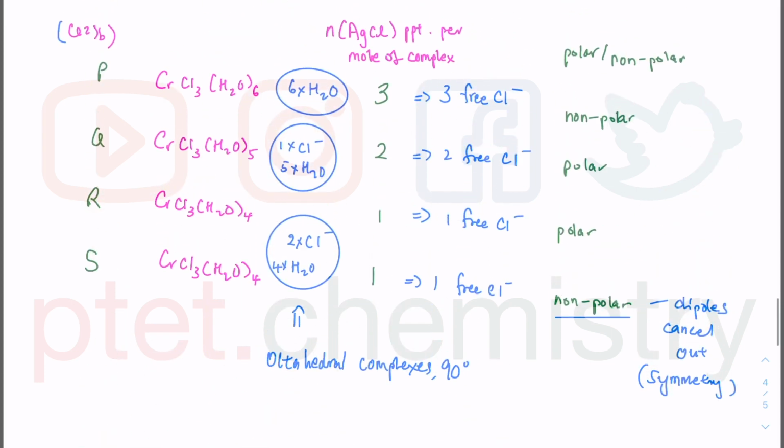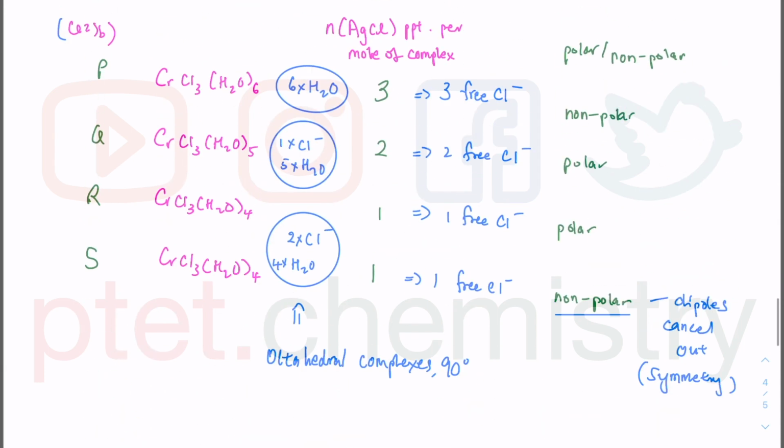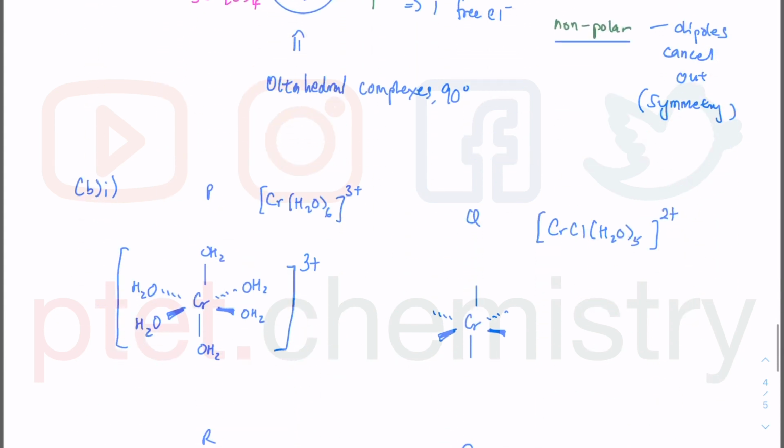In Q, you have 2 free chlorides, so you have 1 chloride and 5 water on the complex. So you still have 3 plus on the chromium, but you got minus 1, so overall it's 2 plus. That's why there's Cl minus and Cl minus, that's why there's 2 free chloride. That's why you get 2 mole of AgCl for 1 mole of this complex, because there are 2 free chloride.